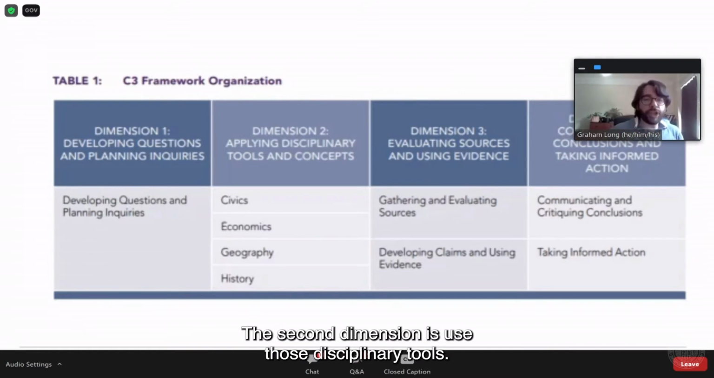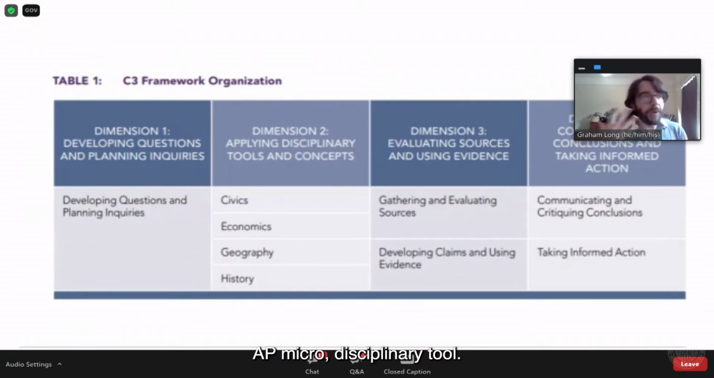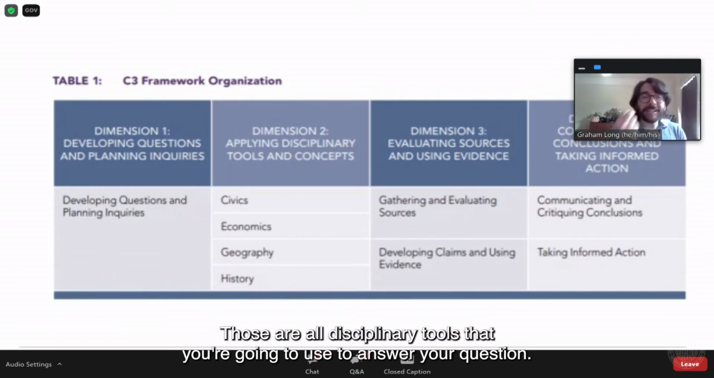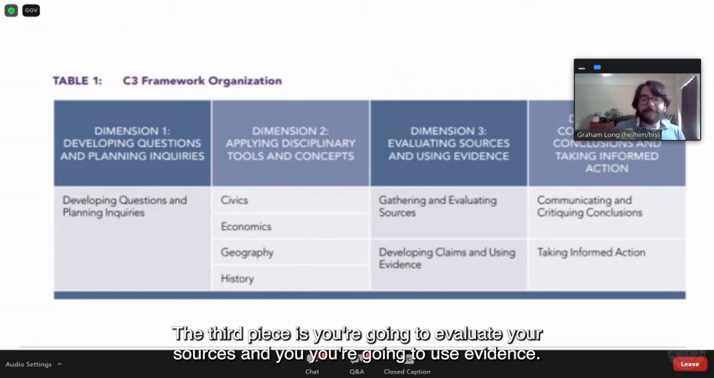The second dimension is use those disciplinary tools. I'm looking at Mural: logistics and economics. That's a disciplinary tool. AP Micro, disciplinary tool. Entrepreneurship, accounting, honors economics, marketing. Those are all disciplinary tools that you're going to use to answer your question. So that's the second piece. The third piece is you're going to evaluate your sources and you're going to use evidence.